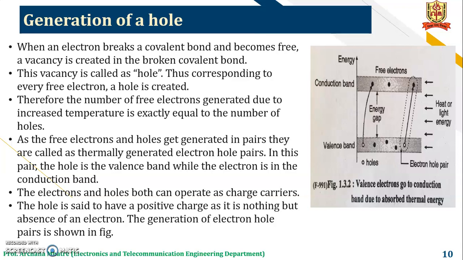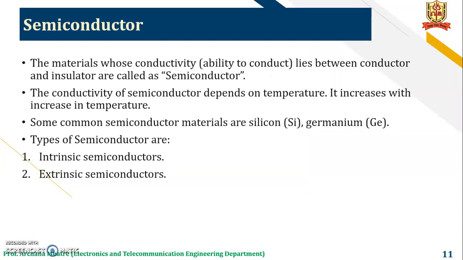The electrons and holes both can operate as charge carriers. The hole is said to have a positive charge as it is nothing but the absence of the electron. The generation of an electron-hole pair is shown in the figure. Now the hole has the positive charge while the electron has the negative charge.